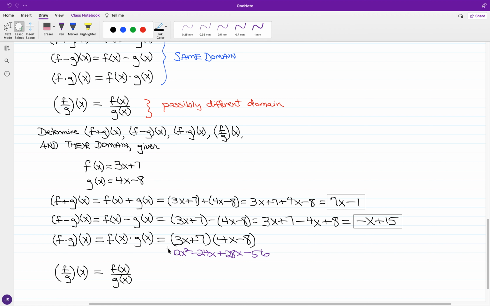As we look at combining the middle two terms, for the product function result, this will be 12x squared, and negative 24x plus 28x becomes positive 4x, and we have minus 56.